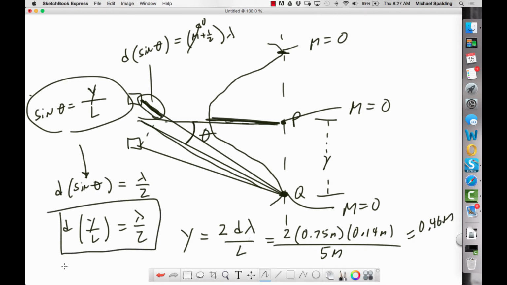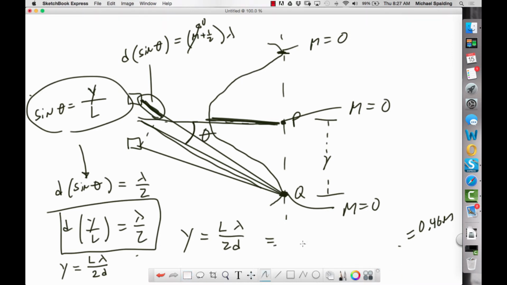dy over L. So y should equal... Shouldn't L be on top? L lambda over 2D. Yeah, lambda L over 2d. Dude, I totally messed this up. In this algebra, darn it, L lambda over 2d. I just made an algebra error. So let's fix this. So it comes out as 0.46. So L is 5, lambda is 0.14, 2, and then the distance between the speakers is 0.75. And you get 0.46 meters.